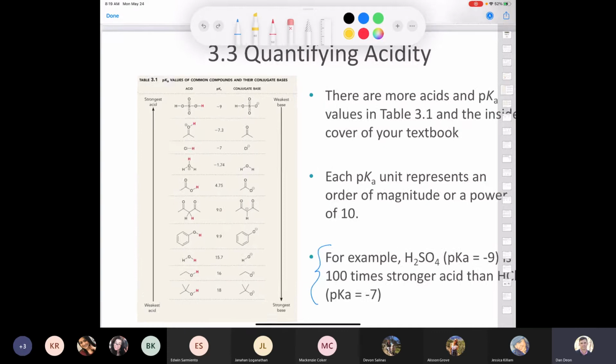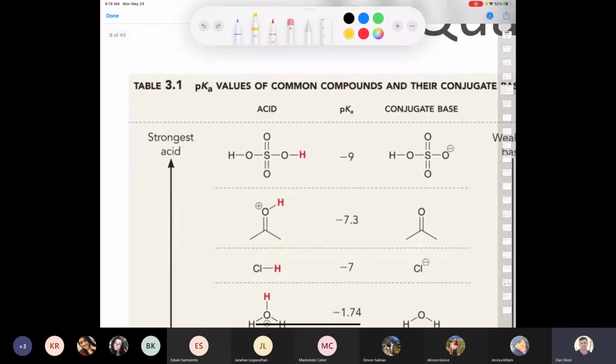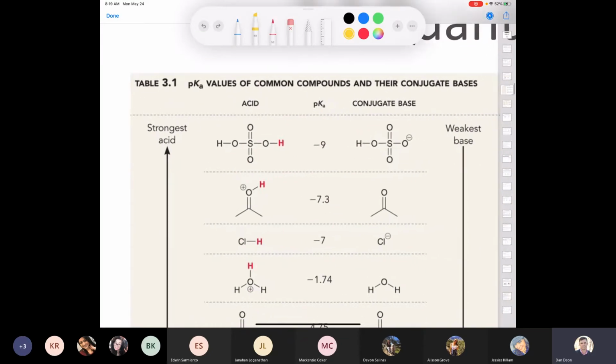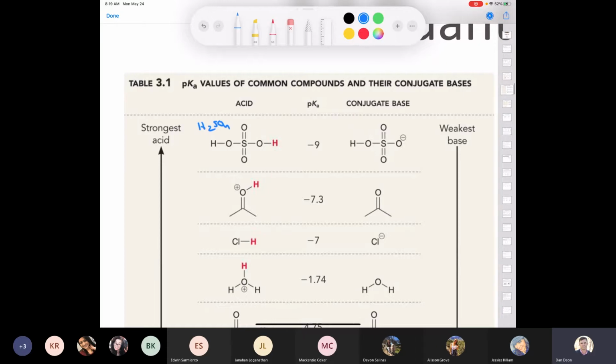Well, let's take a look at the values that are in this table. Let's zoom in on them. The strongest acid, you might be wondering, Mr. Dion, are there stronger acids than sulfuric acid? That's what this is, H2SO4, just the partial Lewis structure drawn here. Yes, there are acids that are stronger than sulfuric acid, but it's one of the strongest acids that we ever see in this class. So sulfuric acid has a pKa of -9.